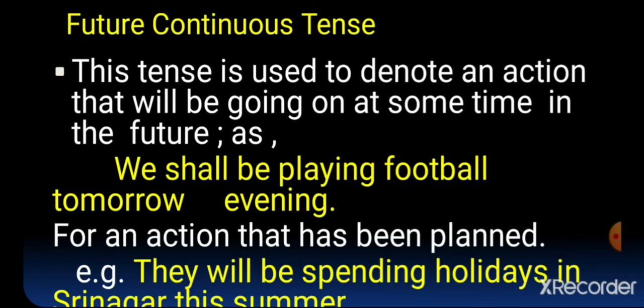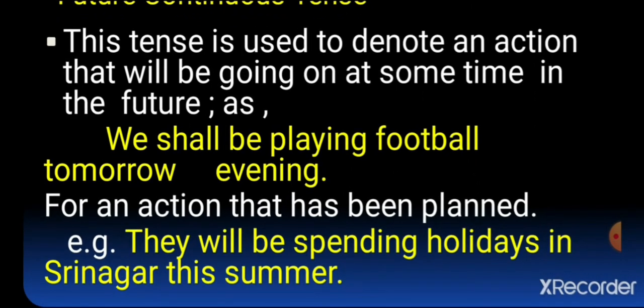Next one students, for an action that has been planned. Okay, for an action that has been planned, sometimes we use future continuous also. For example, they will be spending holidays in Srinagar this summer. Okay, they will be spending holidays in Srinagar this summer. The action of spending holidays in Srinagar has been planned here.